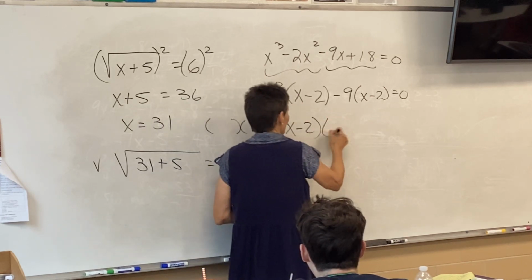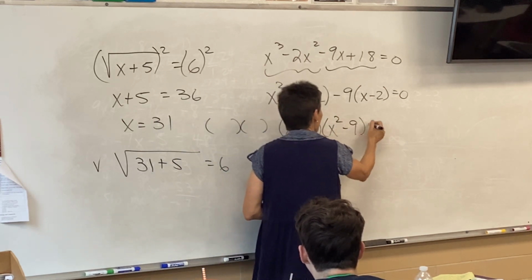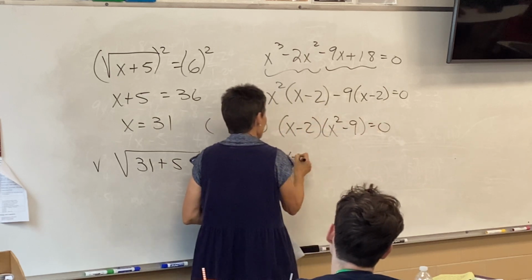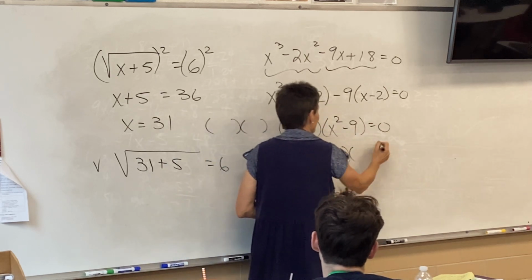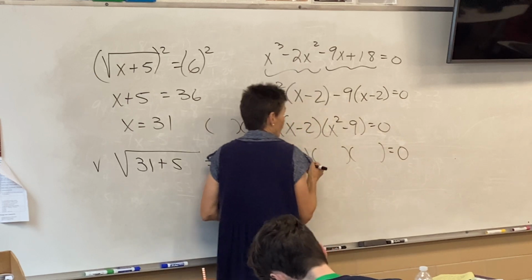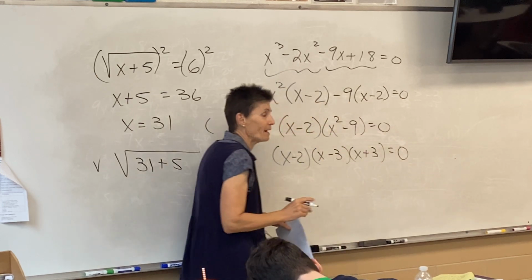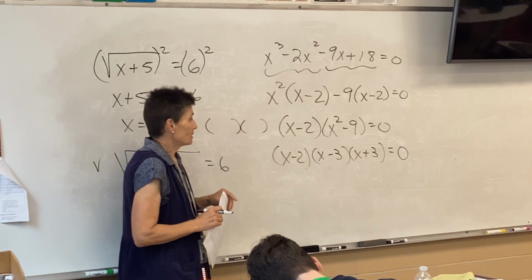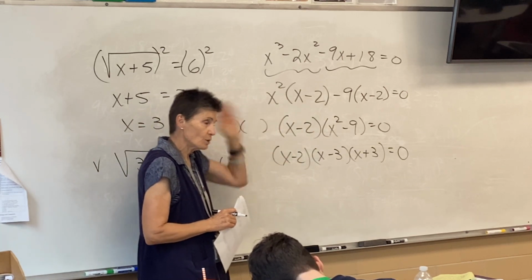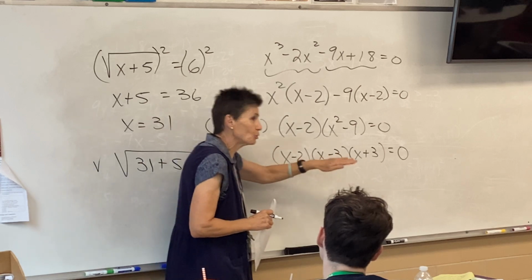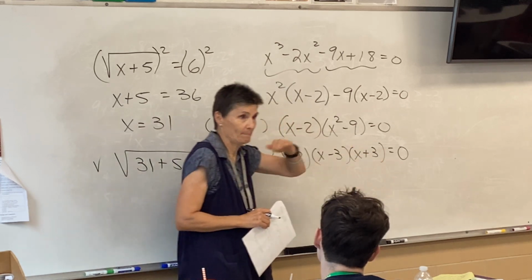The leftovers are x squared minus 9, and what do you know about x squared minus 9? It breaks down more. How? x minus 3, x plus 3. Perfect. In either order. Order doesn't matter. Set these equal to 0 and solve them.